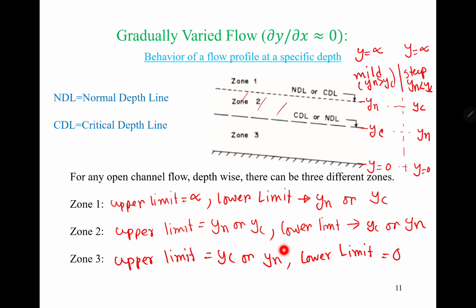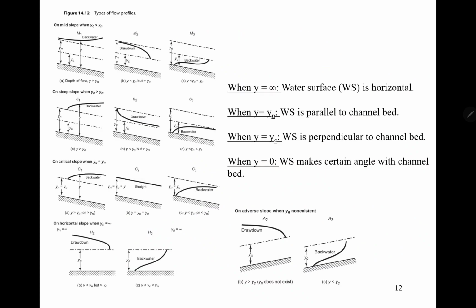We also learned different types of water surface profile, and I discussed in class that for zone 1 and zone 3 we will always get a backwater profile, but for zone 2 we will always get the drawdown profile. These are just examples of all the water surface profiles that are possible.